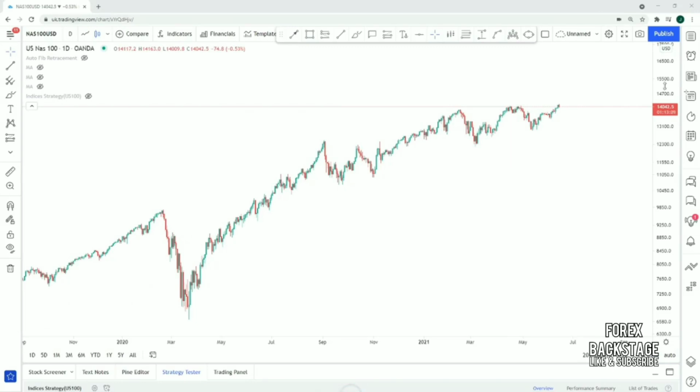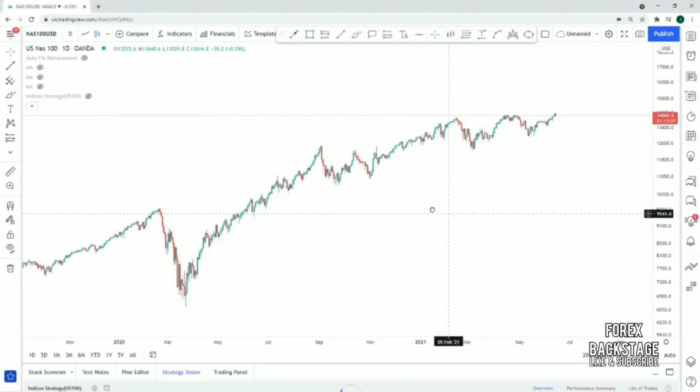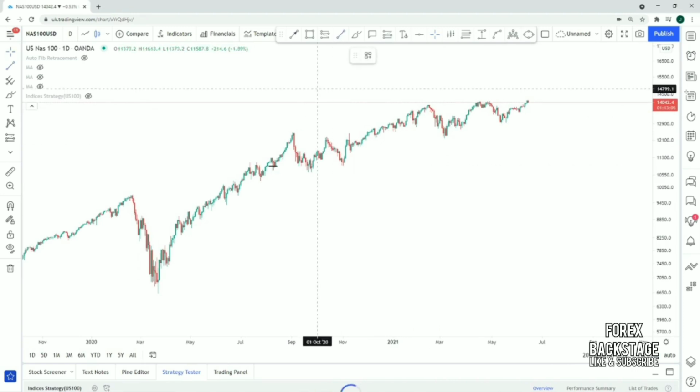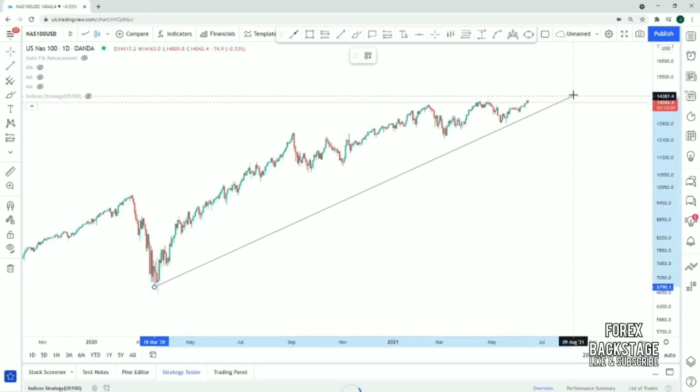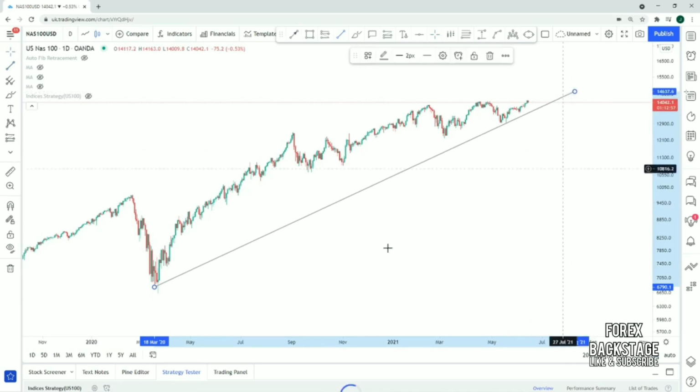Good day, guys. We are currently looking at our daily time frame now, and we are going to pull our trend line to see where price can possibly go in the next upcoming days, weeks, also months coming, to where we can see price go out here.